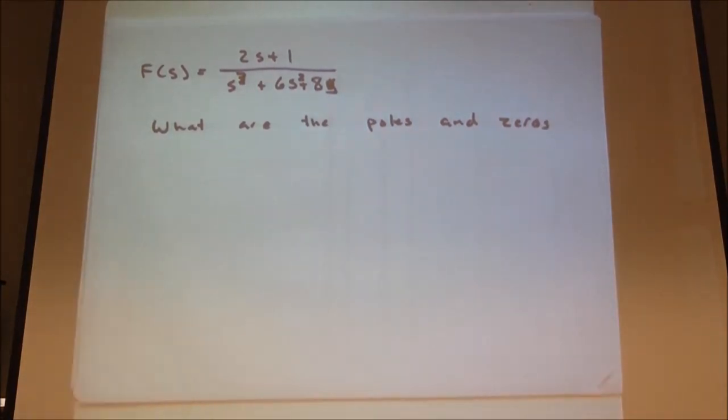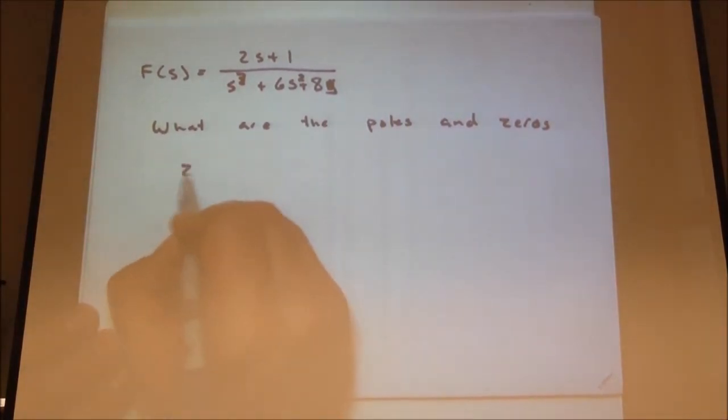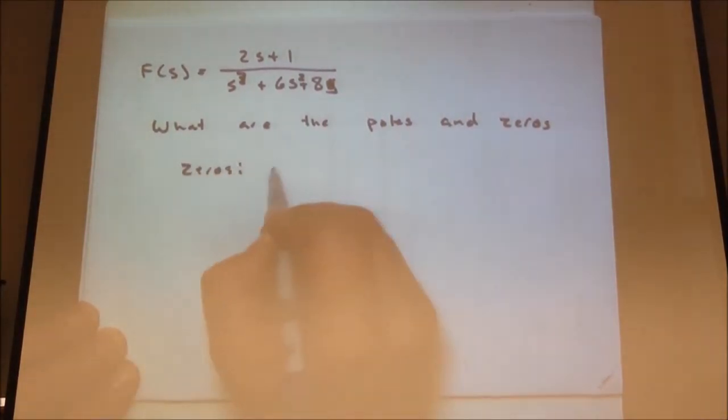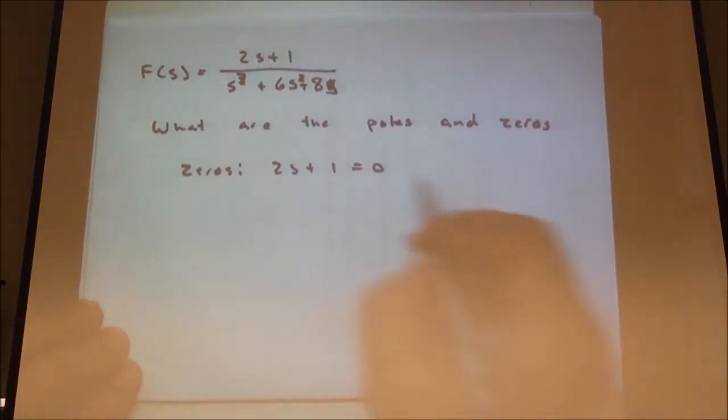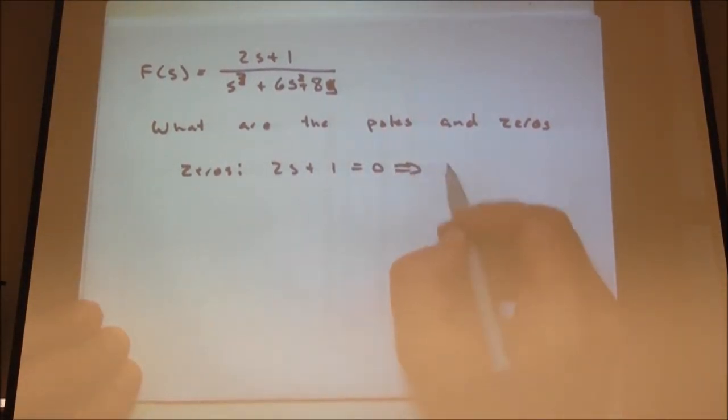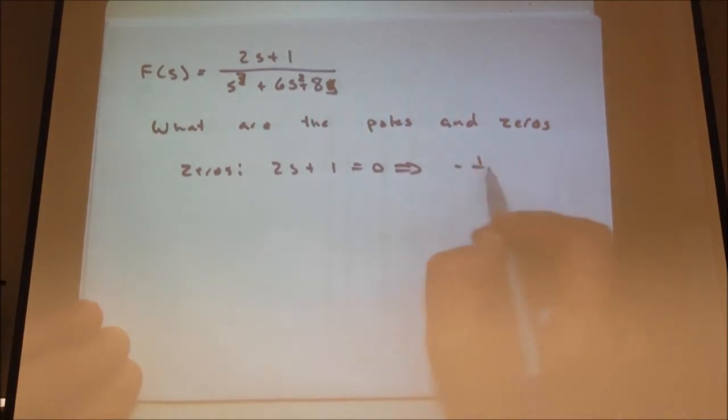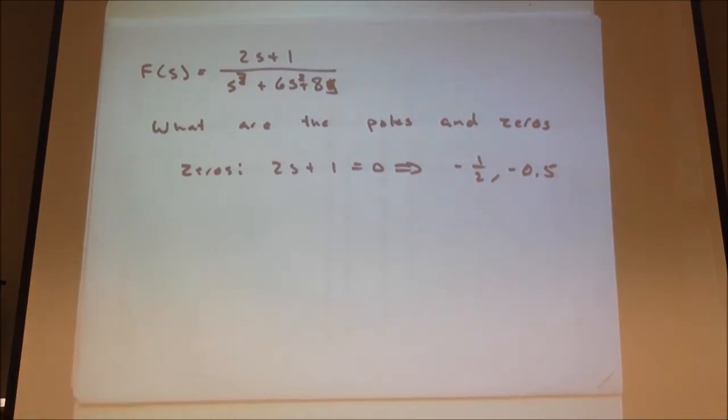It's on the sheet in front of you if you're having a hard time reading what I wrote. Well, hopefully you agree. Zeros, we find 2s plus 1 equals 0. Find the roots. There's one root. There's a 0 at minus 1/2. Or since the TA doesn't like fractions, minus 0.5. Those of you who ran into that.